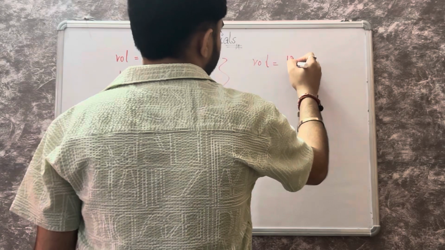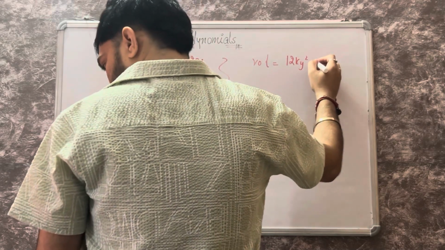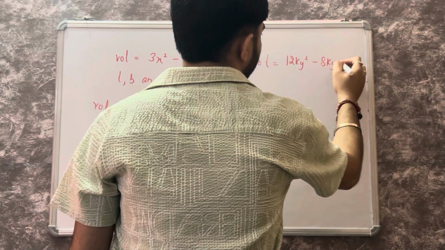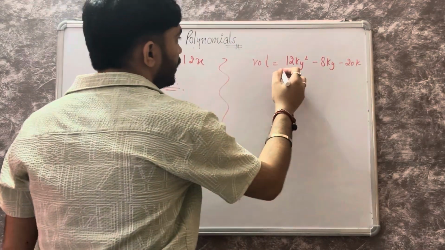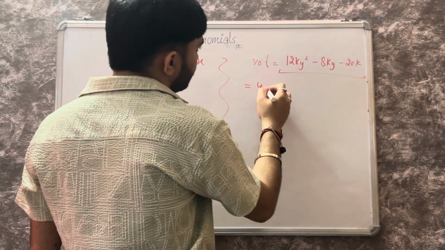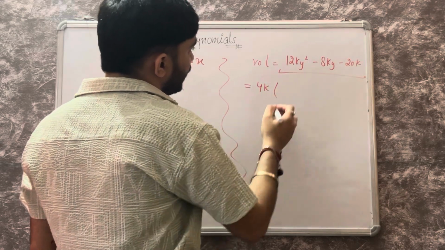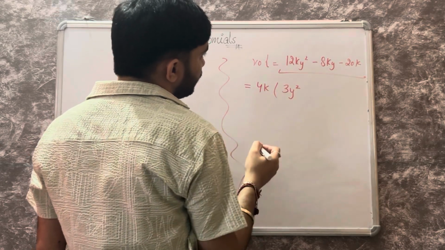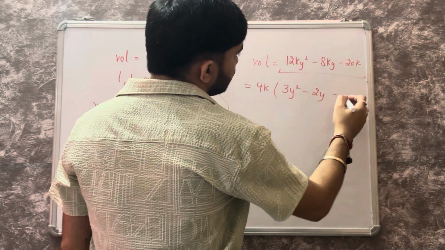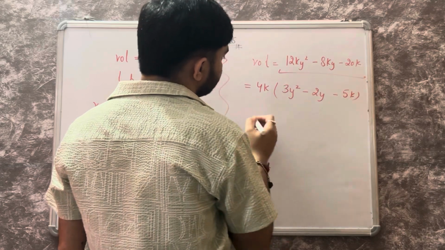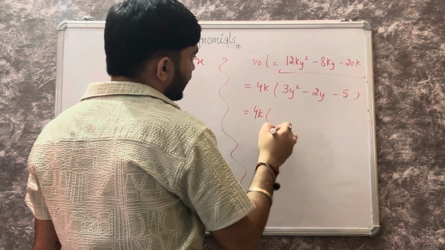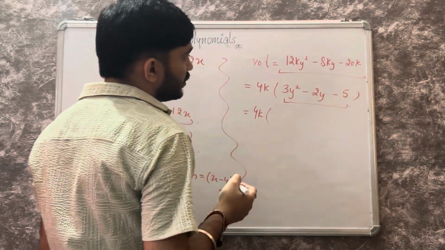Let us solve another example of it as volume given to us is 12ky square minus 8ky and minus 20k. Firstly, take whatever common is present here, that is 4k is common here, and you are being left with 3y square minus 2y minus 5. Now write this 4k as it is and solve this term by middle term split.